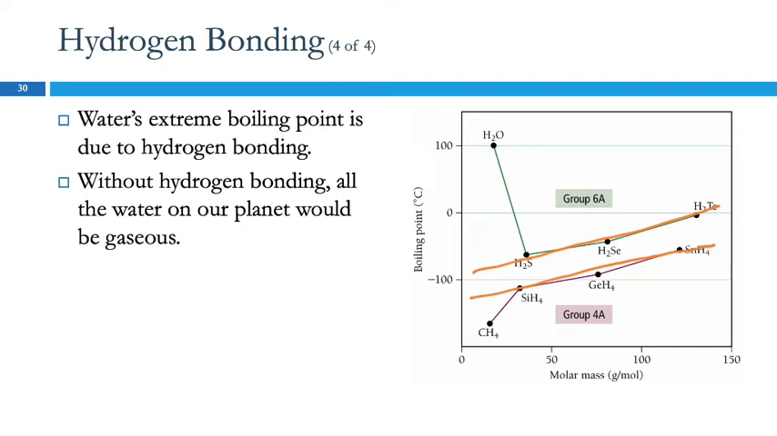So if water didn't have hydrogen bonding, all the water on our planet would be in the gas state. That wouldn't work out for being alive, would it? There's an awful lot of water in your body.